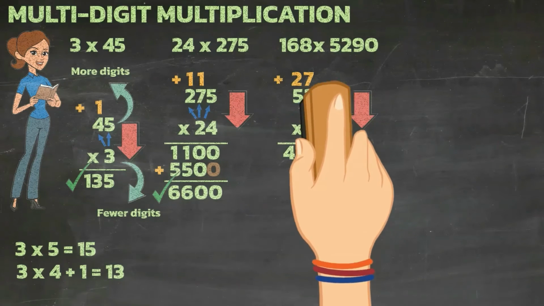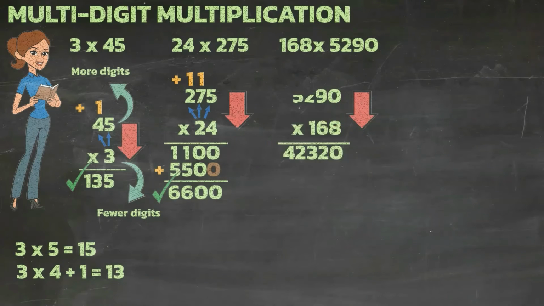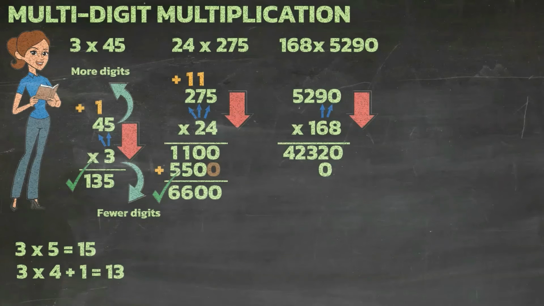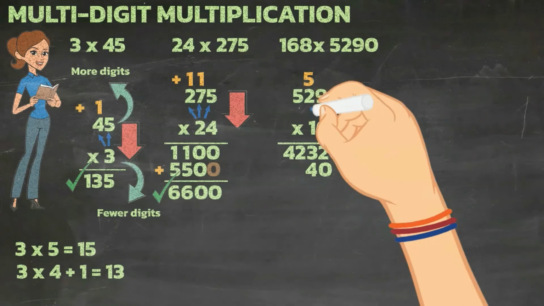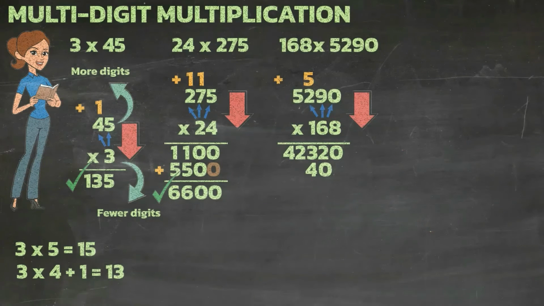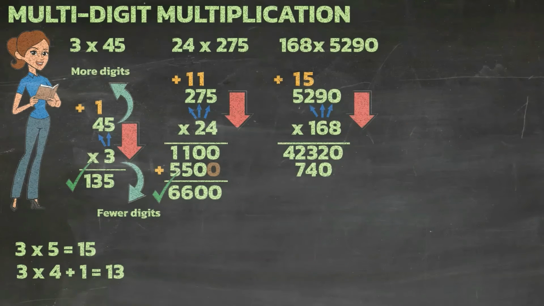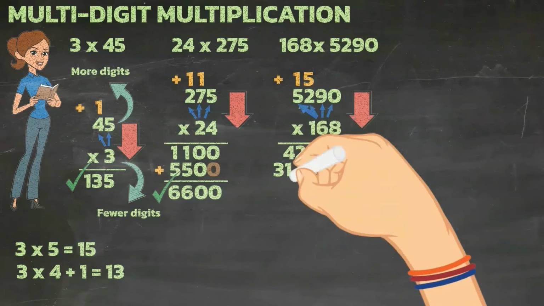Bring down 42. Next. 6 times 0 equals 0. Bring down 0. Next. 6 times 9 equals 54. Bring down 4. Bring up 5. Next. 6 times 2 equals 12, plus 5 equals 17. Bring down 7. Bring up 1. Next. 6 times 5 equals 30, plus 1 equals 31.